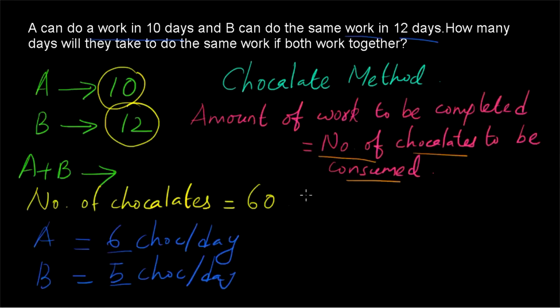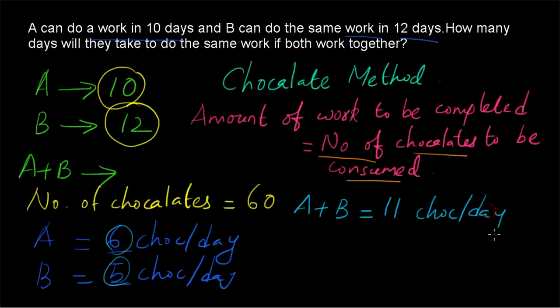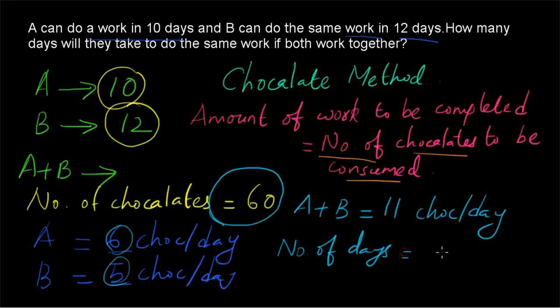How many chocolates will A and B have together? A plus B is 6 plus 5, which is 11 chocolates per day. When A and B are working together, they can consume 11 chocolates per day, and the number of chocolates to be completed is 60. Therefore, the number of days taken will be 60 divided by 11.